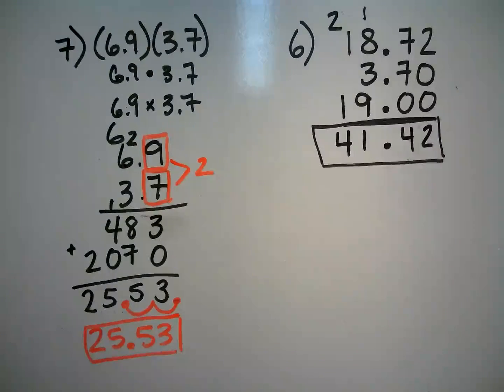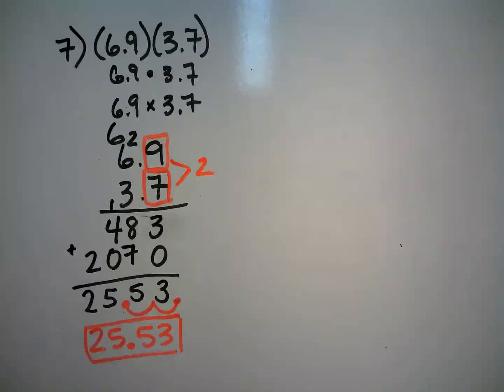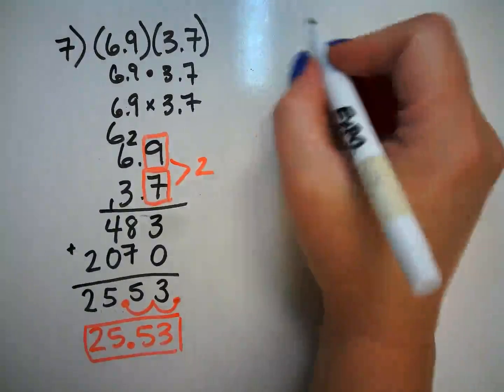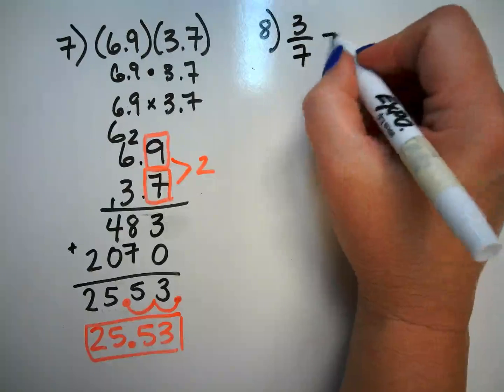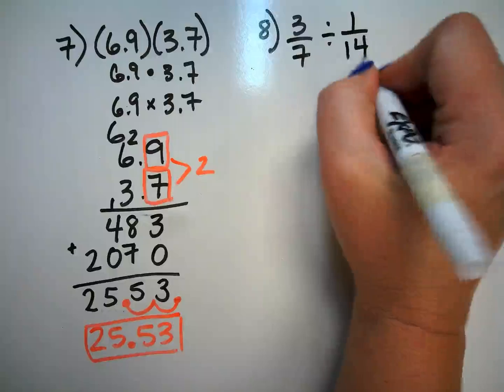We're going to move on to question number 8. Question number 8 says 3/7 divided by 1/14. Okay?